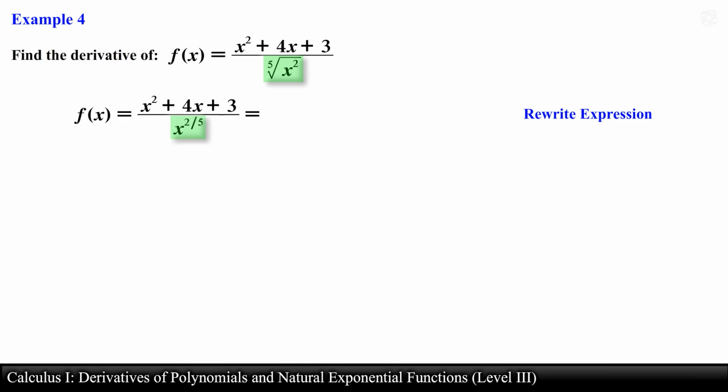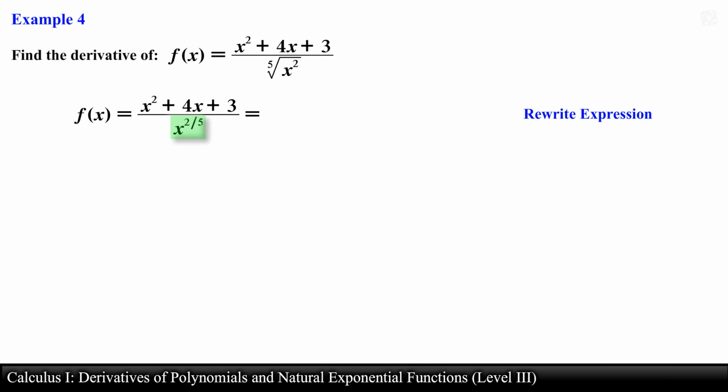Find the derivative of f of x equals the quantity x squared plus 4x plus 3 all over the fifth root of x squared. This function is similar to the last example. The only difference is that now we have a radical expression in the denominator. Just like the previous example, we need to distribute this radical expression to all the terms in the numerator. Before we do that, let's rewrite the radical expression by using fractional powers, as follows.